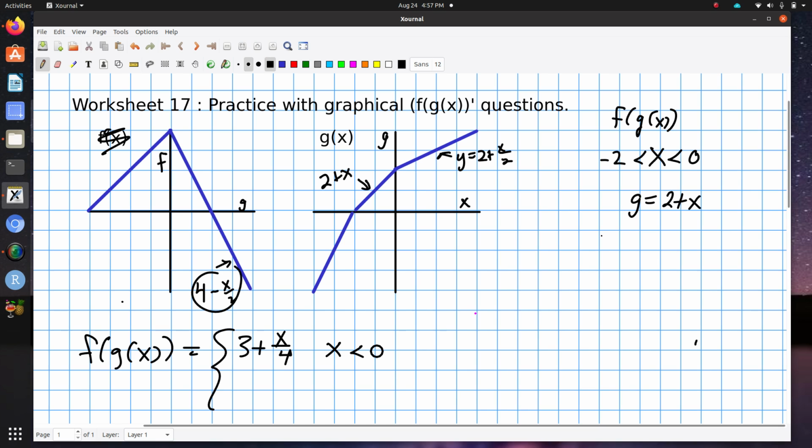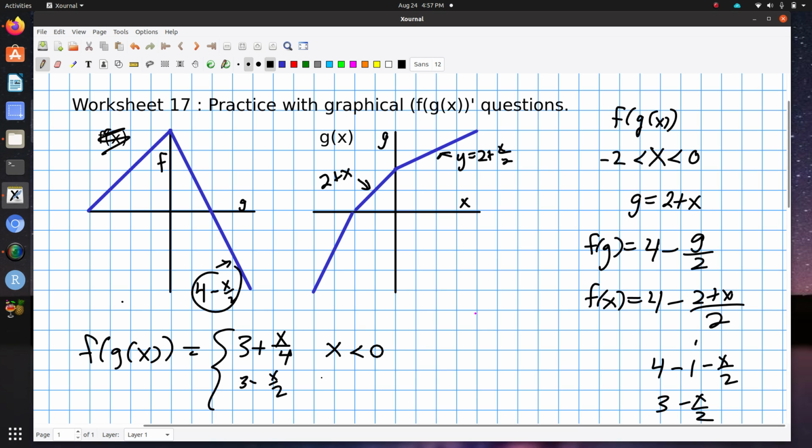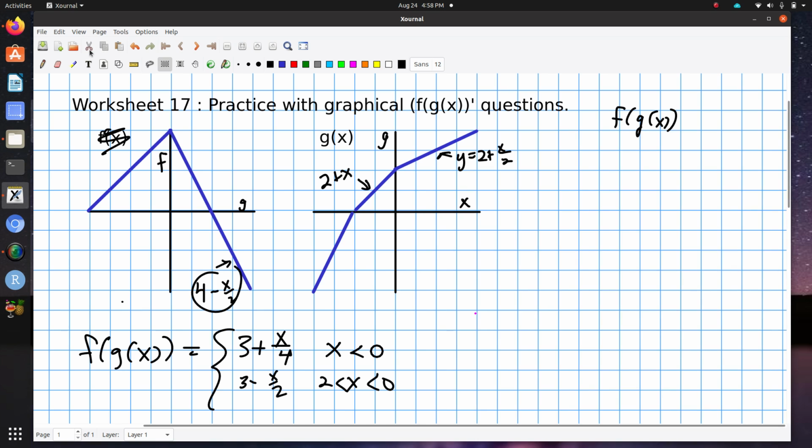So f of g is going to be 4 minus g over 2, but we know what g is, so f of x is 4 minus (2 plus x) all over 2. So this function is going to be 4 minus 1 minus x over 2, so it's going to be 3 minus x over 2, for x between 0 and 2. I'm not worrying about the inequalities. That's just not something I'm worried about right now. We could worry about that later, see if it's continuous and all that jazz, but I'm just worried about everything else right now.